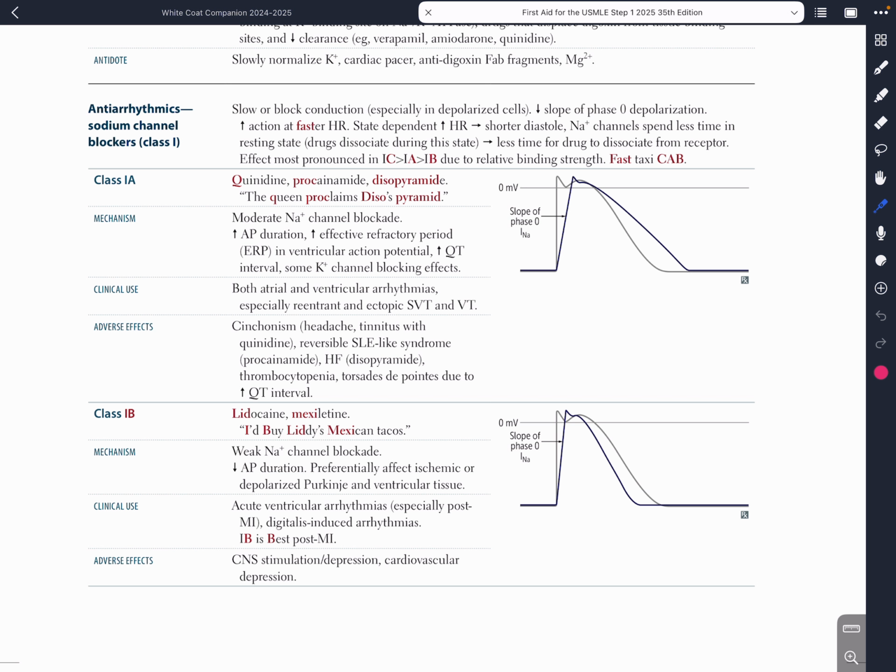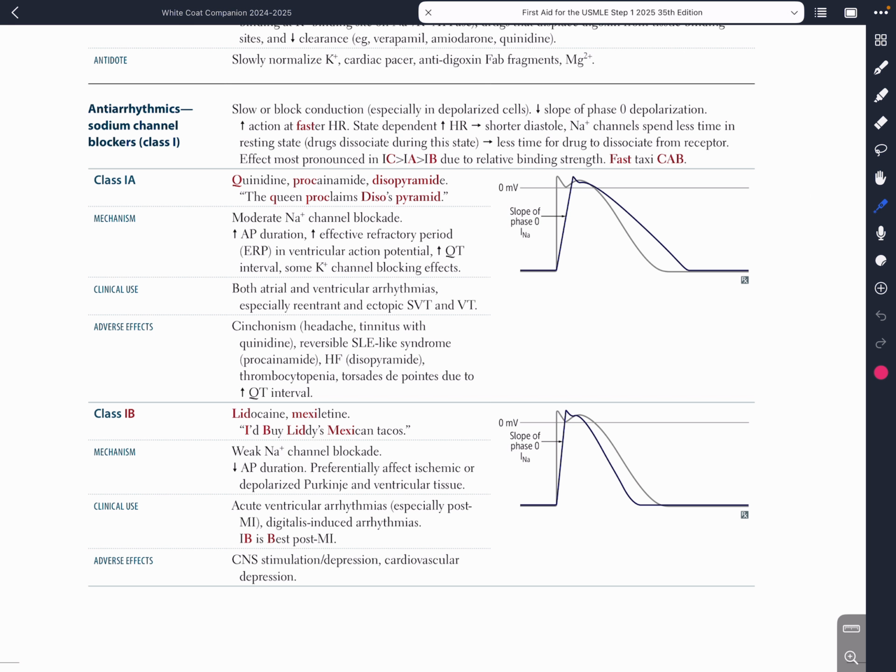Antiarrhythmics are given in the order of CAB. Class 1C is given first, then class 1A, and then class 1B. So C, A, B. These are fast, so you need a fast running cab. This is the order of giving the antiarrhythmics.